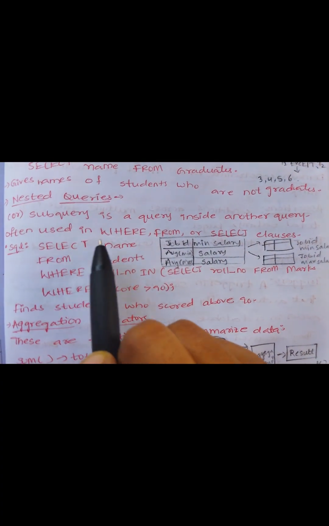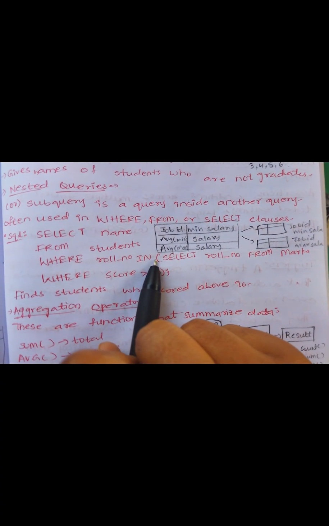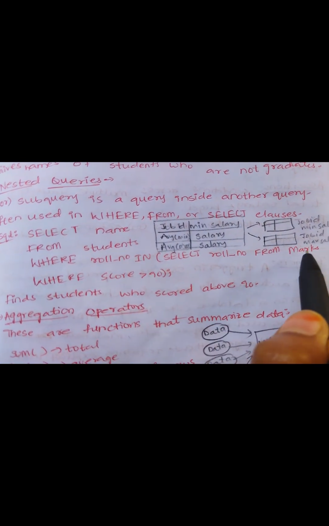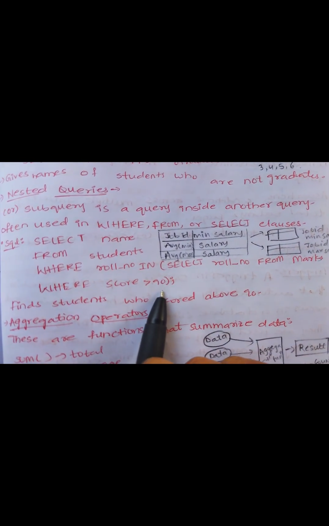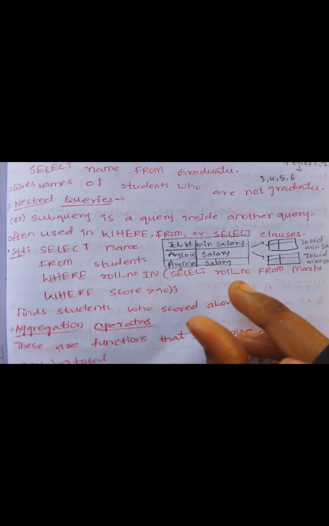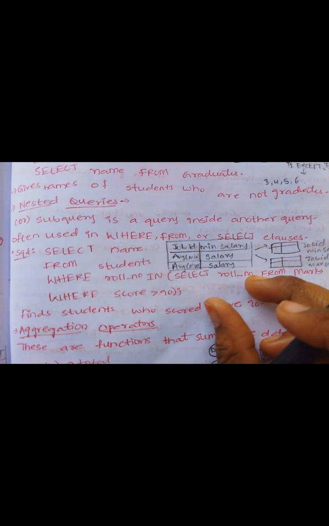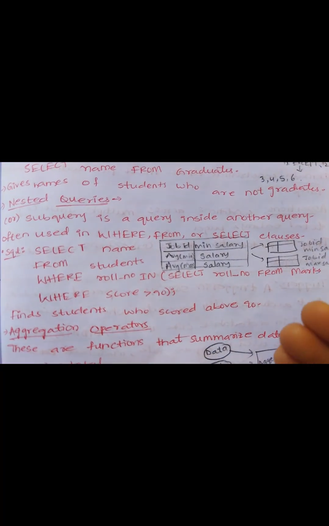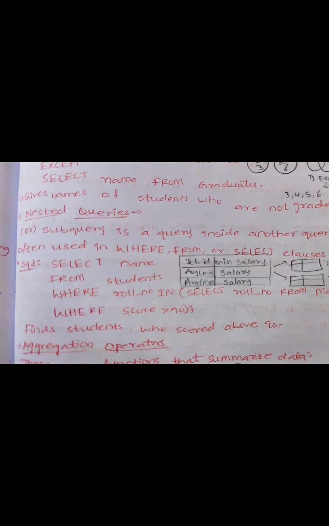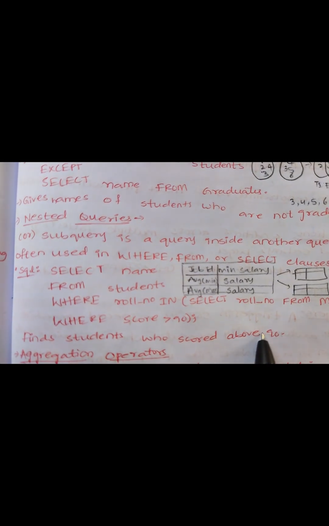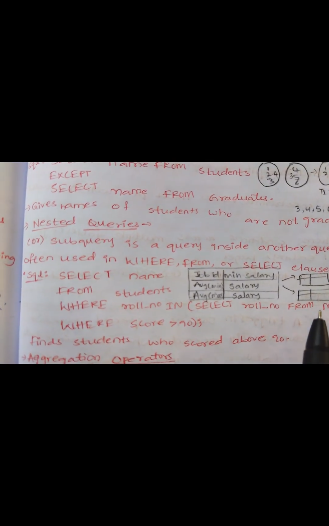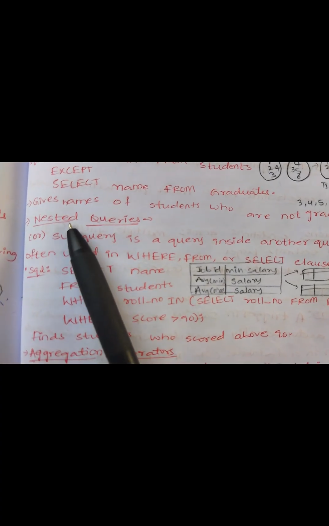This is the SQL code. Select name from students where roll number in, select roll number from marks where score is greater than 90. We select the student table, and in that the roll number column is taken. In that we are choosing students whose marks are greater than 90. It finds students who scored above 90 marks. Those should be included; below 90 should not be included. This is the process of nested queries.